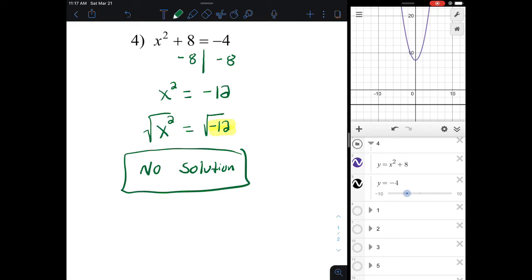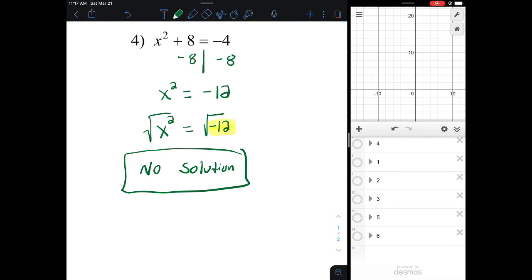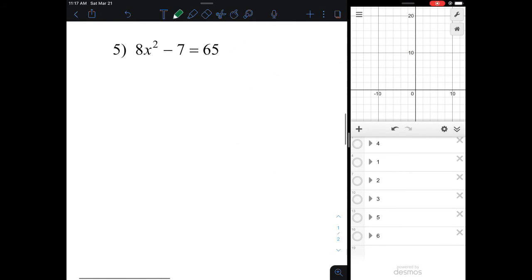All right, moving on to 5. Now we have 8x squared minus 7 equals 65. And I need to isolate the x squared term. Well, the first thing, when you're trying to solve equations, you do order of operations in reverse. So I don't want to just jump right in and divide by the 8. I want to move any addition or subtraction. So I want to move the minus 7. So I'm going to add 7 to both sides. I do that, I get 8x squared equals 72.